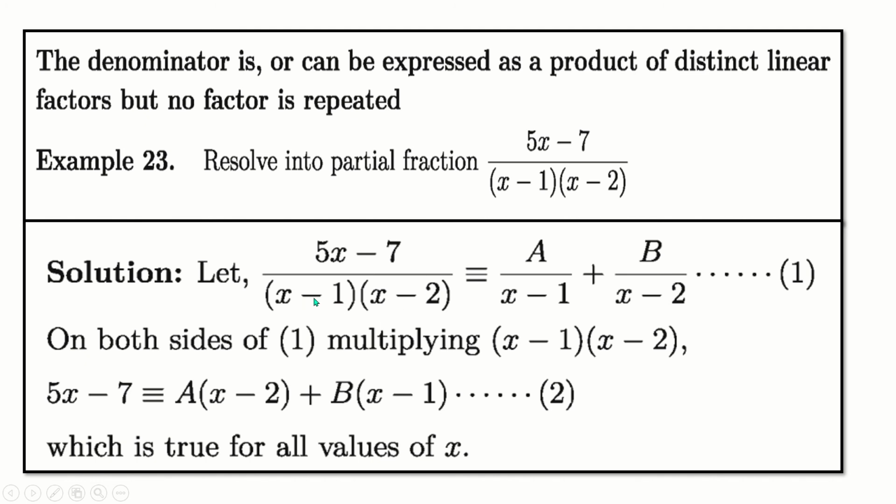As a result, when you multiply both left side and right side, left side will be 5x - 7, because the product part will be cut. Here x - 1 and x - 1 cut, so here will be A(x - 2). Here x - 2 cut, so here will be B(x - 1). This is equation number 2, which is true for all values of x. You can put any values of x, no problem. For all values of x, you can put x equal to 1 or 2 or 3 or 0 etc. No problem.